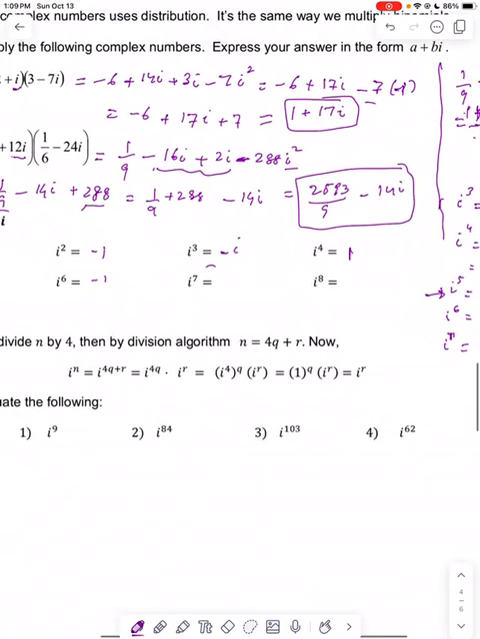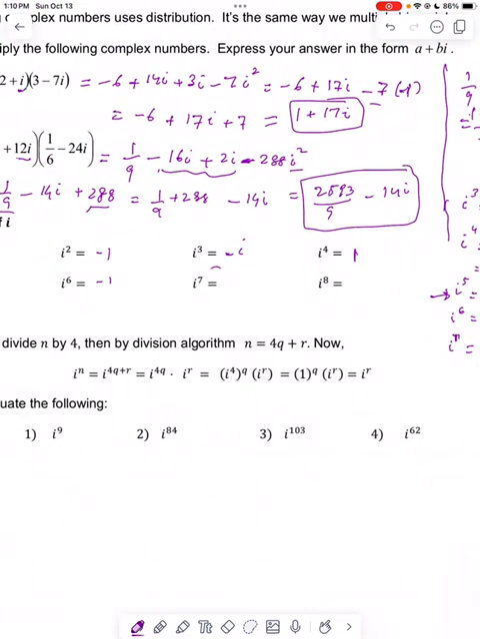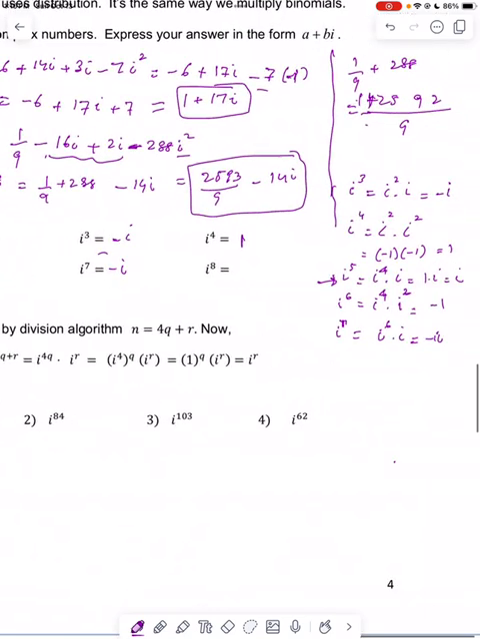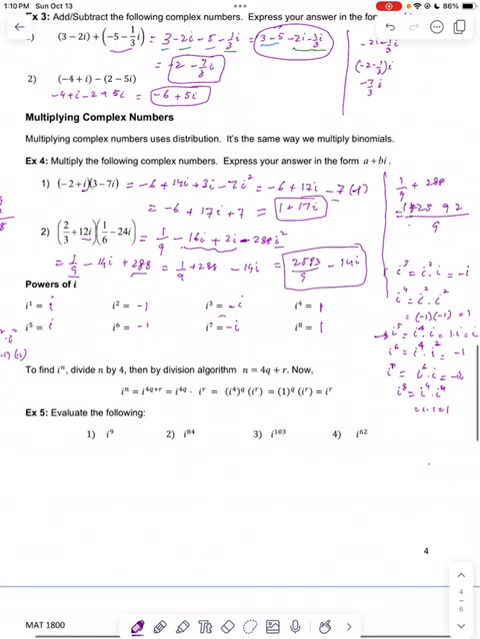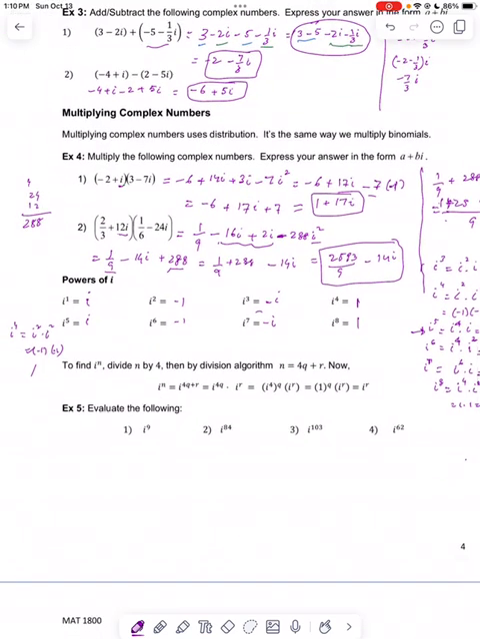And then i to the 8, we can think of it as i to the 4 times i to the 4. So i to the 4 is 1. So I'll get 1 times 1, which is 1. So if you look at these two rows, we are getting the same values. The values are repeating. So after every fourth power, the values will repeat.